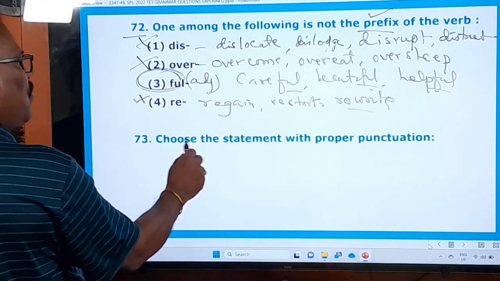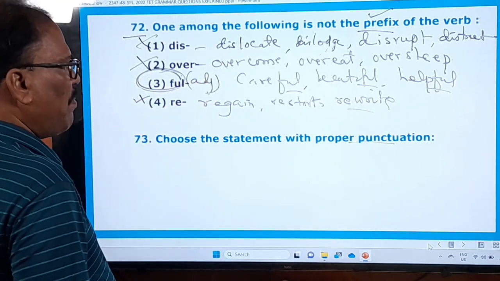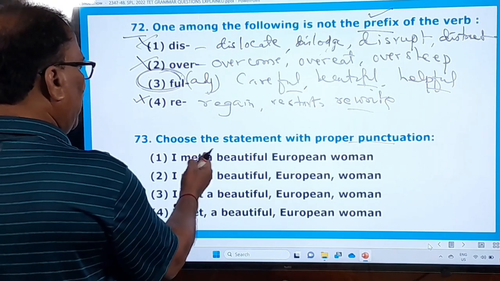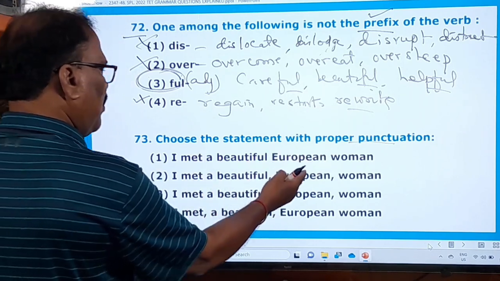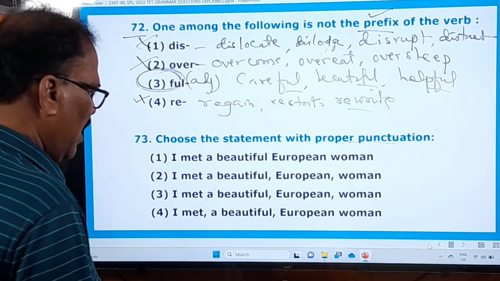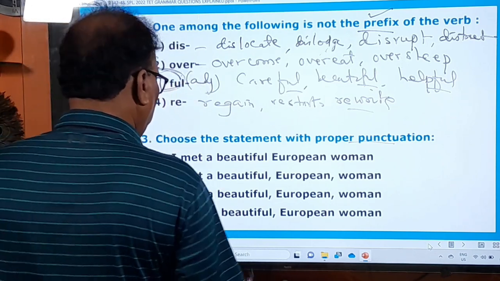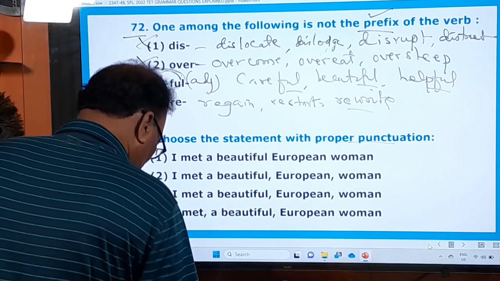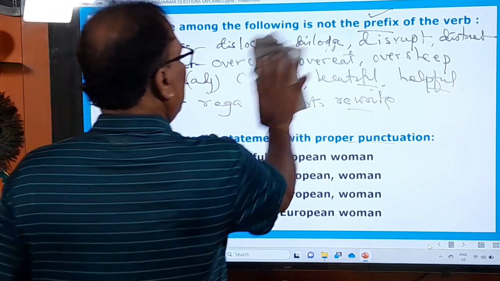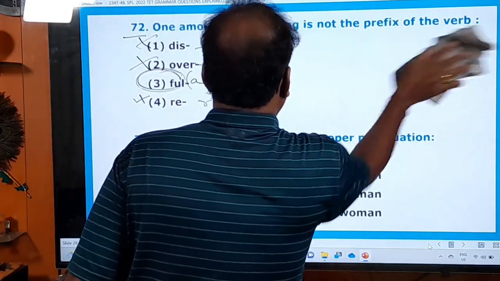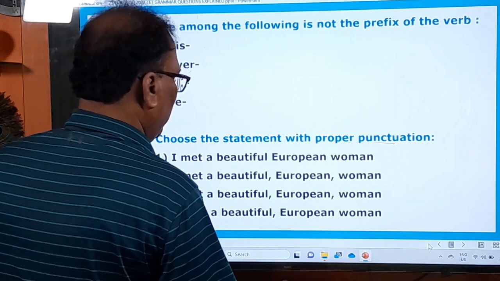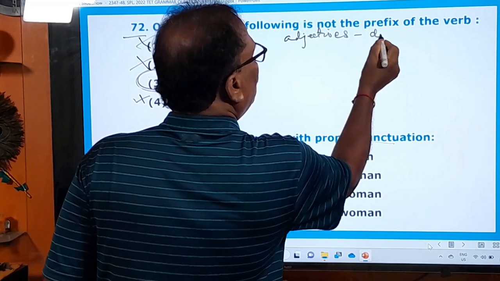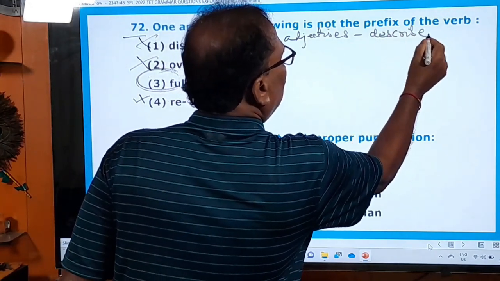The 73rd: choose the statement with proper punctuation. I met a beautiful European woman. Options like that are given here. Just before that, after reading these descriptive words, I would like to talk to you about a simple point. Please listen to me, and only then choose the right answer. Why are adjectives used? Adjectives are used to describe a noun.